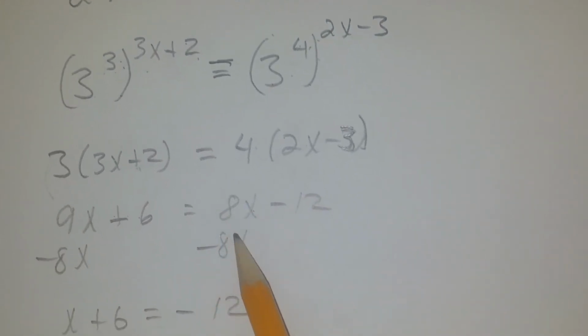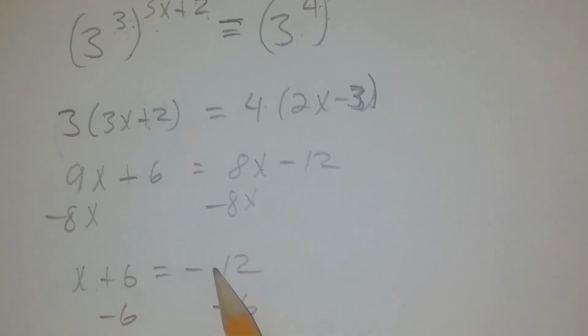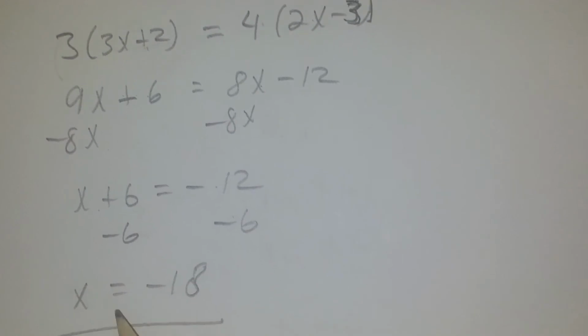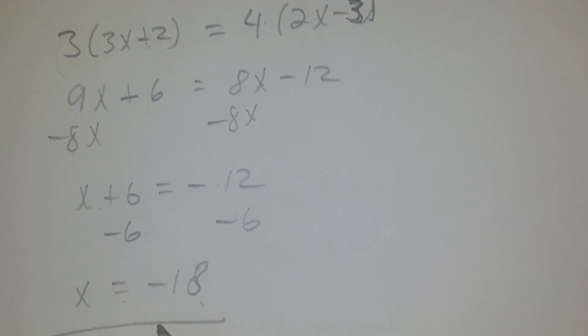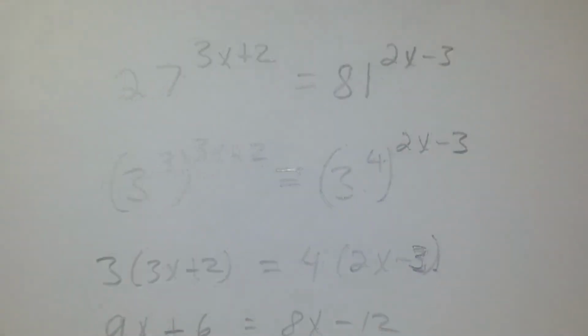And just algebra. Subtract 8x from both sides. And I've got x plus 6 equals negative 12. And then I subtract 6 from both sides, and I get x equals negative 18. Okay? So again, a little more complicated, just a little more work involved.